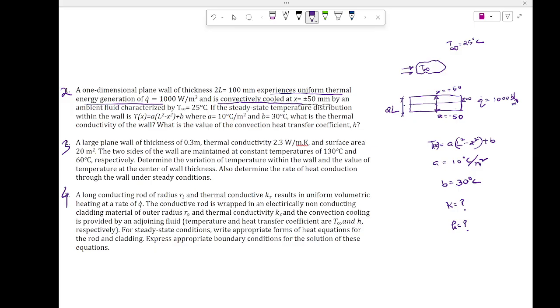Can you do that? You can assume no energy generated. No, there is energy generation, the value they gave you. I was thinking of what should be in the front. So the same thing. What is the thermal conductivity of the wall?